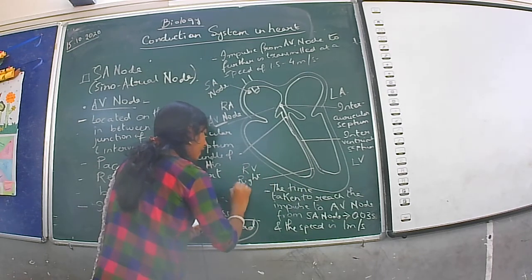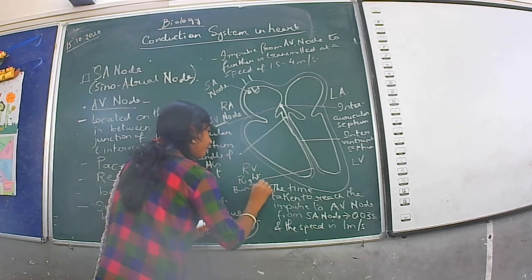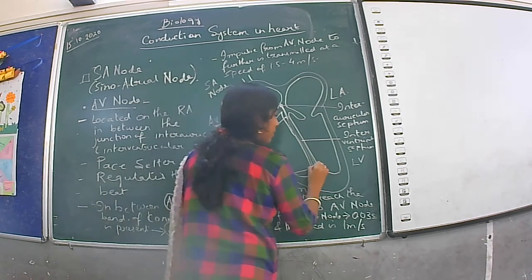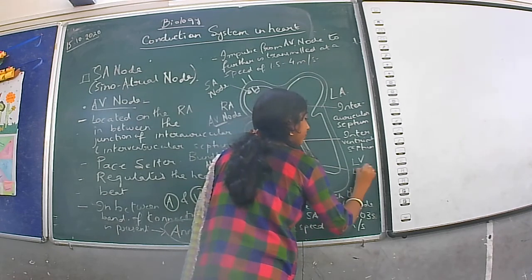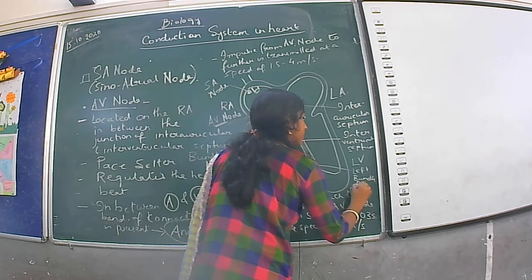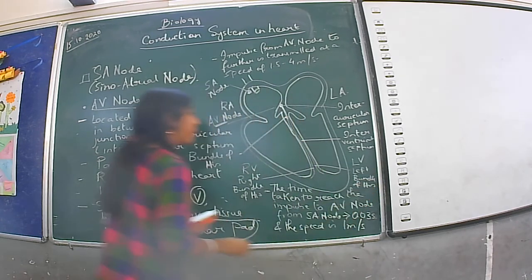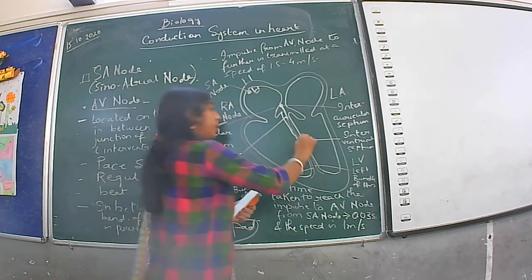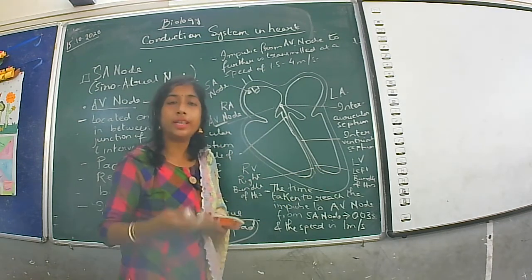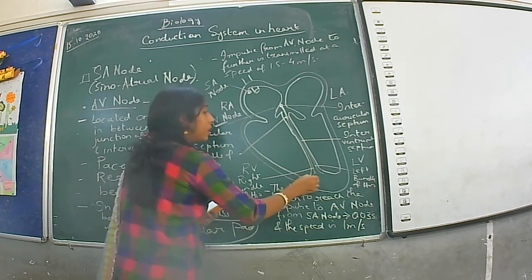Right bundle of His, and this one is the left bundle of His. Okay. Now, after the transmission occurs here, from the left and right bundle of His, what happens?